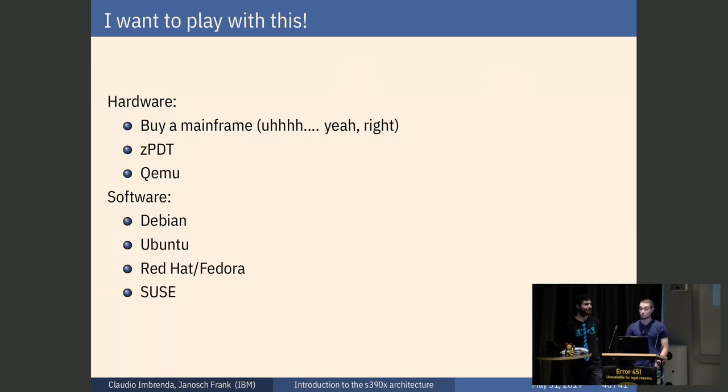But there's also QEMU and TCG in QEMU, so you can run Linux on s390x on QEMU on your Intel machine if you want to. We have actually some Linux distributions we run on the mainframe, namely Debian and Ubuntu, Red Hat Fedora, which we are currently using for development on our machines, and SUSE Linux.